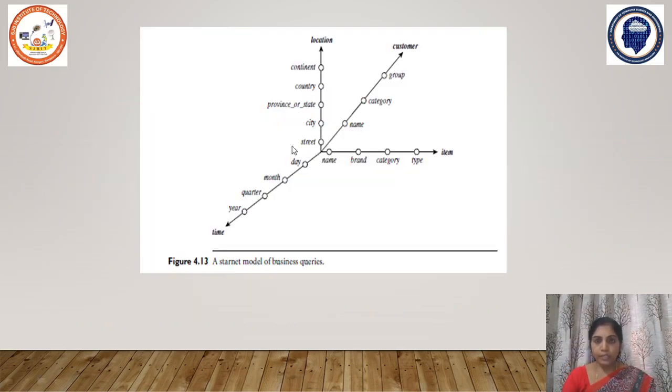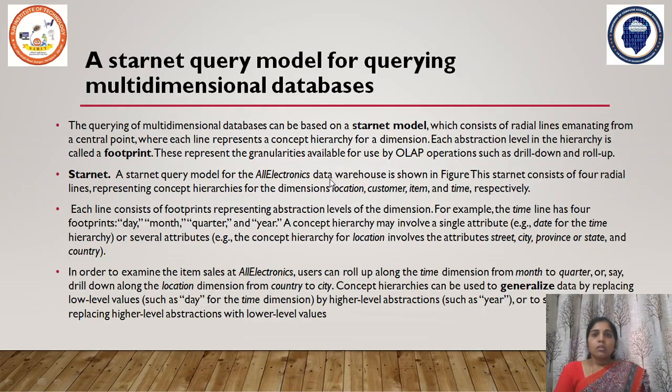For example, the time line has four footprints. What are those four footprints? Day, month, quarter, and year. So a concept hierarchy may involve a single attribute, for example, date for the time hierarchy, or several attributes, like the concept hierarchy for location, which involves the attributes street, city, province or state, and country.